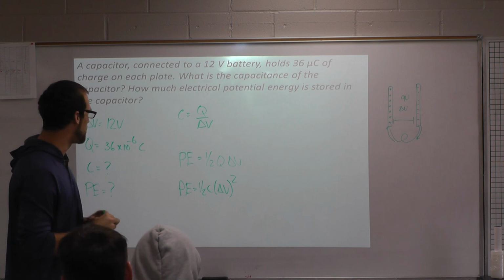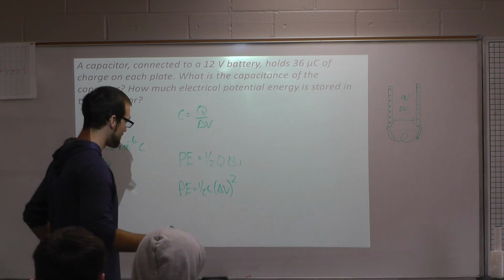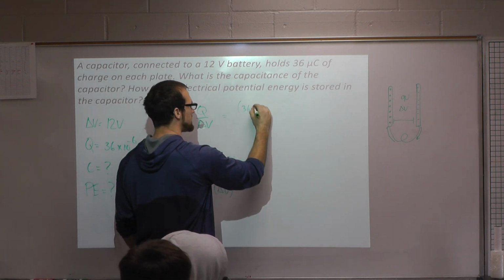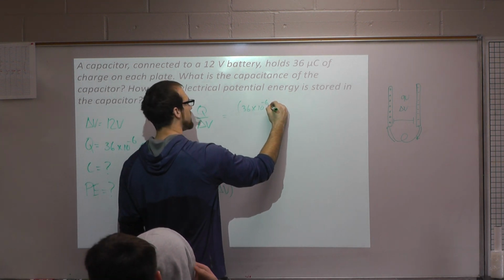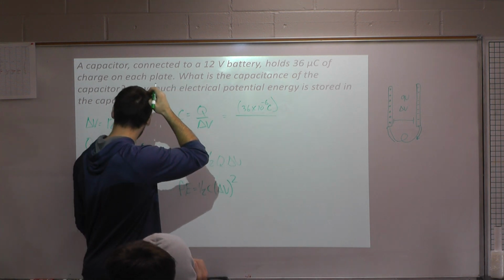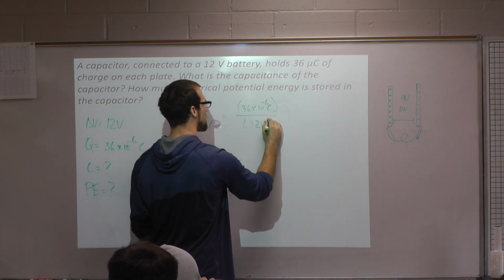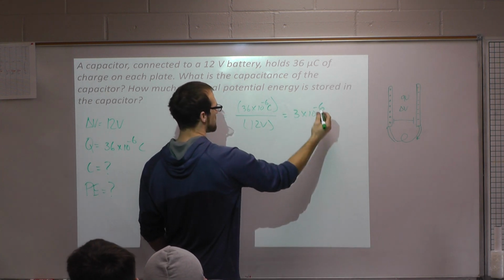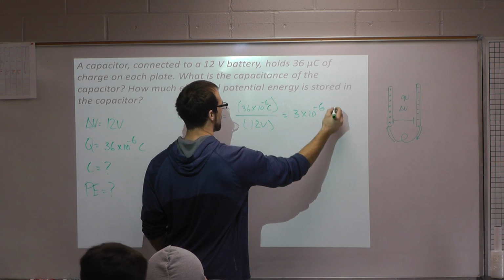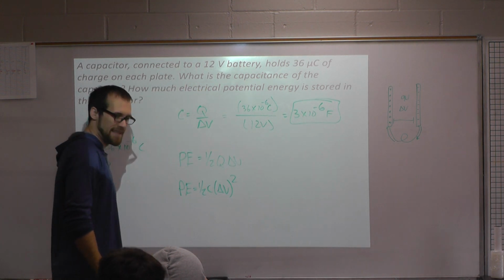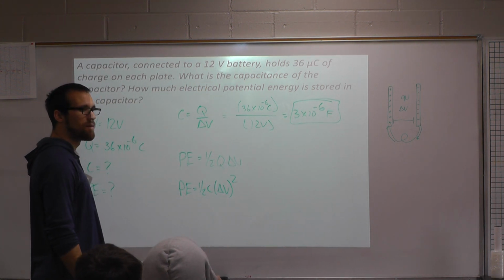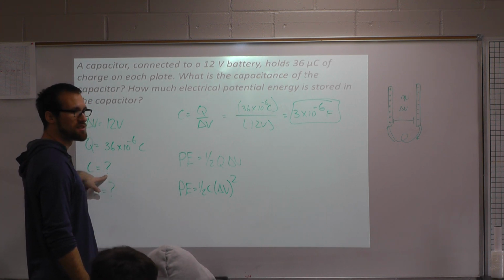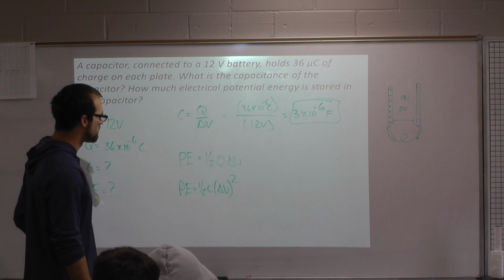What did you guys get for your answer? My charge is 36 times 10 to the negative 6. My change in V is 12 volts. So I got 3 times 10 to the negative 6, and the unit is? Farad. That is the capacitance.